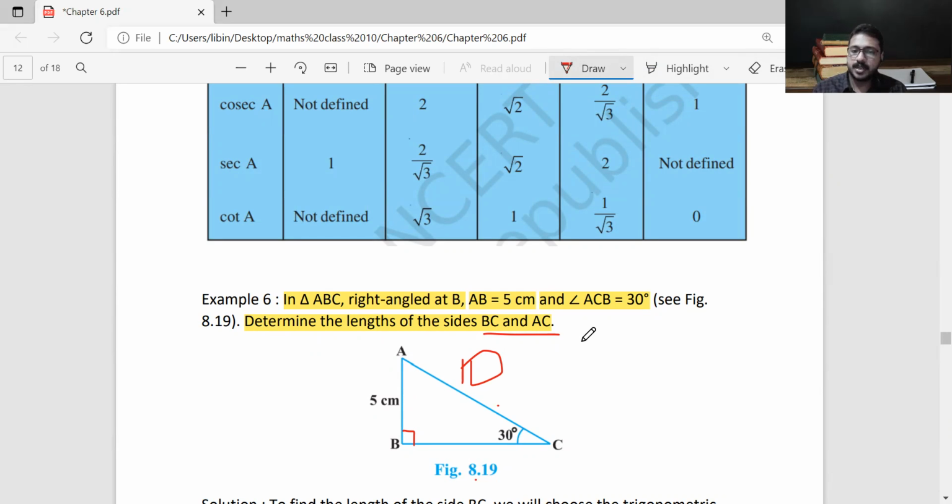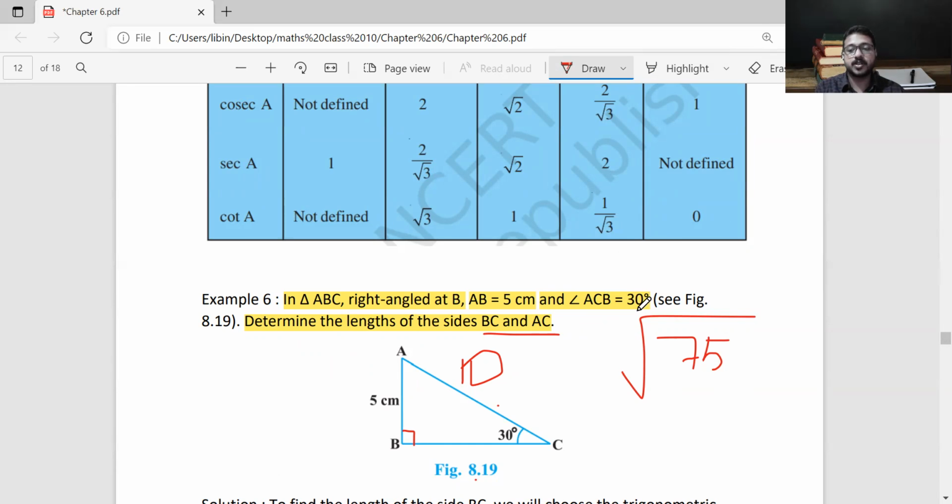And I am not saying this is the only method. No problem, you can write in a different way as you like. Here we can use Pythagoras theorem, because we know the hypotenuse and one side. So we can find the square root of 10 squared minus 5 squared, that is 100 minus 25, that is 75, square root of 75. So it will be 5 root 3.